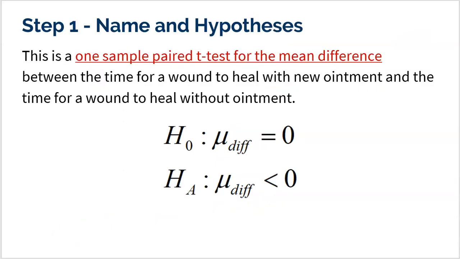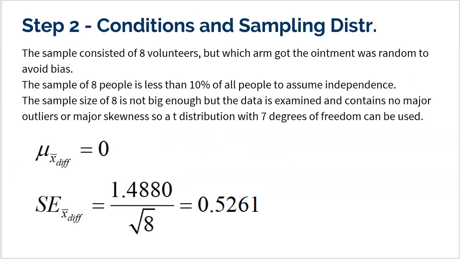So the name and the hypotheses. So this is a 1 sample paired t-test for the mean difference between the time for a wound to heal with the new ointment and the time for a wound to heal without ointment. The null would be, there's no difference. The new ointment, it doesn't matter. There's no difference. That would be 0. And I'm hoping for a shorter difference. Remember, I subtracted in a way that's giving me negative numbers. I'm hoping for there to be a shorter amount of time with the ointment, which would be a value less than 0.